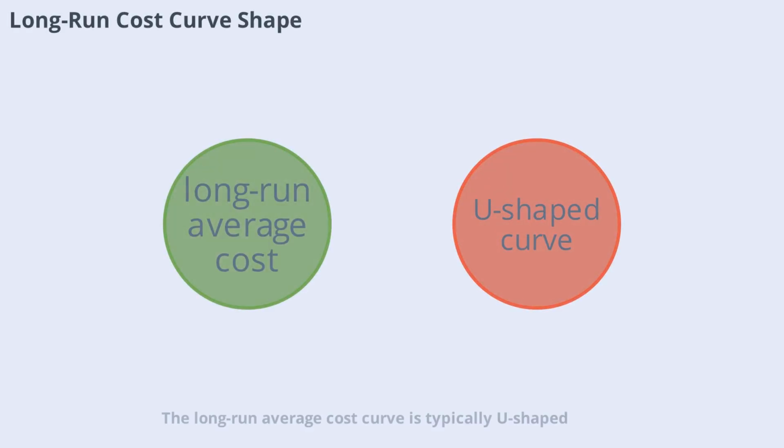The long-run average cost curve is typically U-shaped. It falls as economies of scale are realized, flattens at the minimum efficient scale, and rises if diseconomies set in. This shape reflects the balance between increasing efficiency and the challenges of managing larger operations.